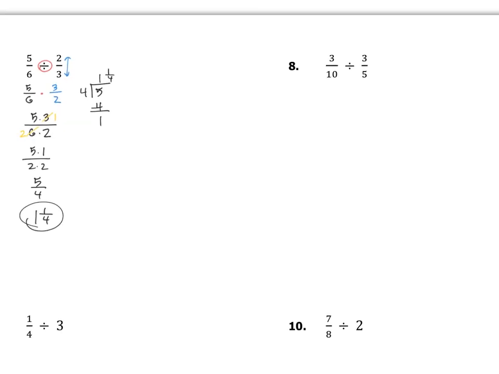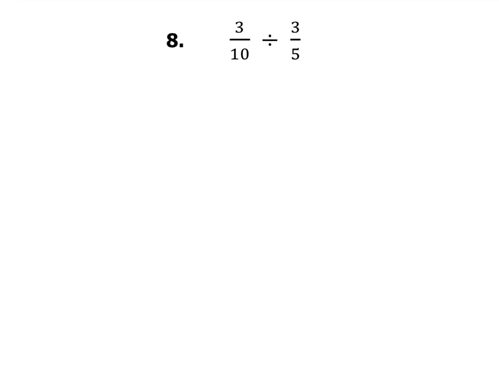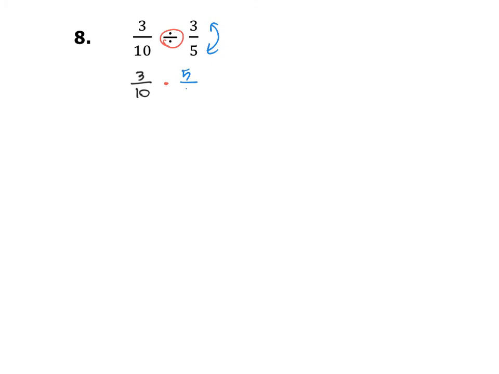Next example, number 8, I have 3/10 divided by 3/5. So I'll rewrite that first fraction, change the division to multiplication, and then do the reciprocal of 3/5, which is 5/3. So now I have 3 times 5 all over 10 times 3. I can cancel my 3's to get a 1 and a 1, and cancel my 5 and my 10 to get a 1 and a 2. So now I have 1 times 1 over 2 times 1, which is just the fraction 1/2.